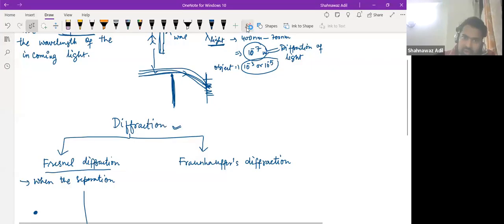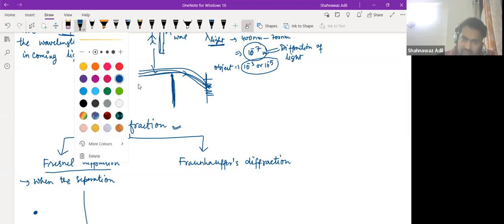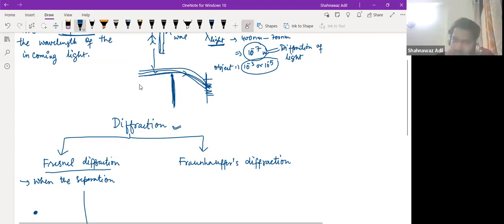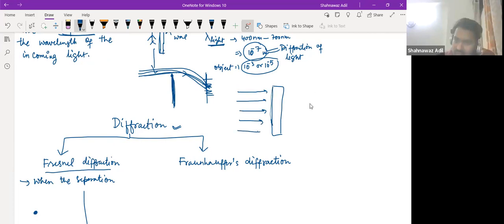Let's say you are flashing a light on some object, right? This example is also very crucial. Let's say you have this object, and if we flash the light from here, then on this part, from here to here, what will we see?